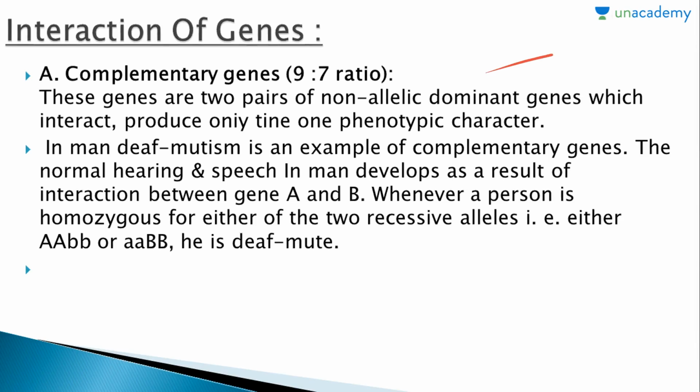Now, the complementary genes, 9:7 ratio. These genes are two pairs of non-allelic dominant genes which interact to produce only one type of phenotypic character. In man, deaf mutism is an example of complementary genes. Normal hearing and speech in man develops as a result of interaction between gene A and gene B. Whenever a person is homozygous for either of the two recessive alleles, that is either capital A, small b, or small a, capital B, he is a deaf mute.